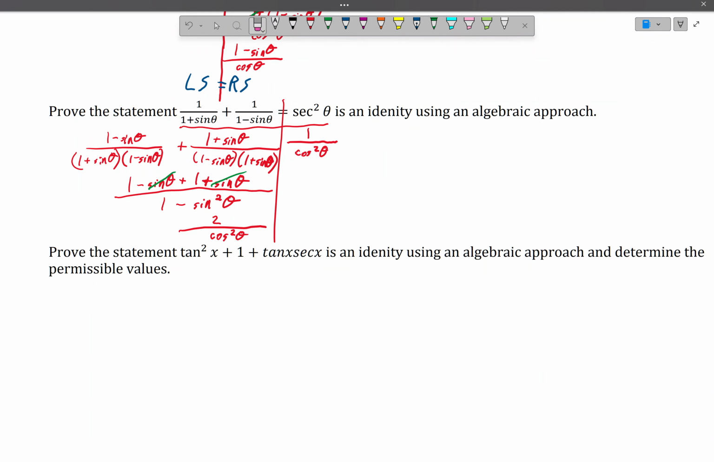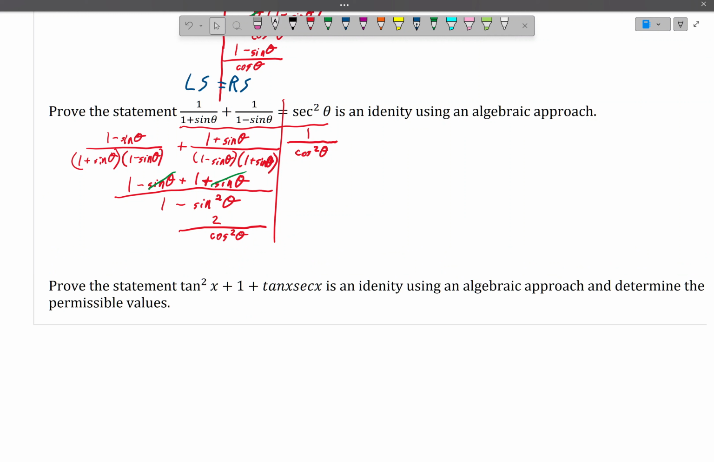Actually, it looks like this is kind of a funny question, because does my left side equal my right side? No, because they are slightly different from each other. They're very, very close. And if there was a 2 here, 2 secant squared theta, then they would be proved just now, but they're not.